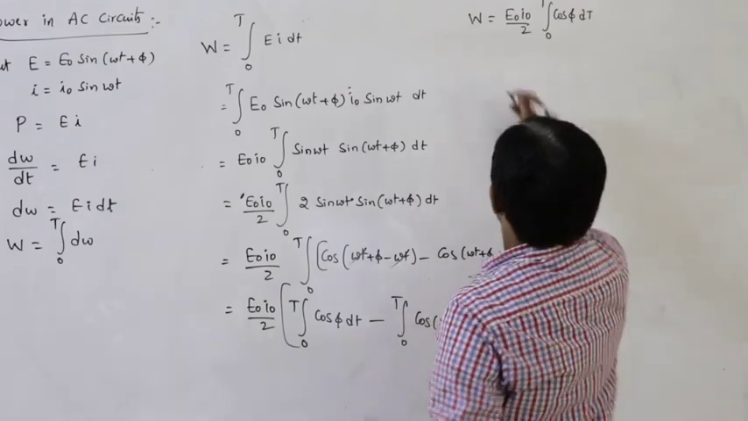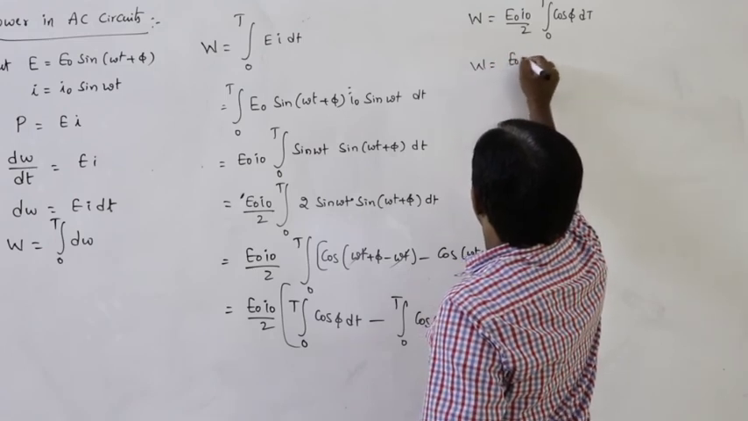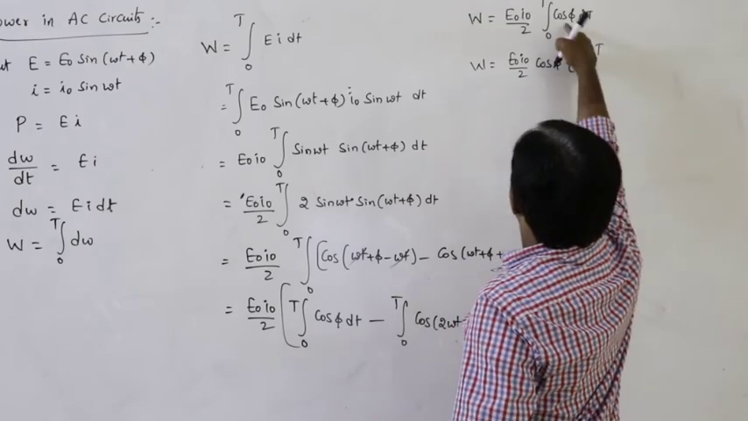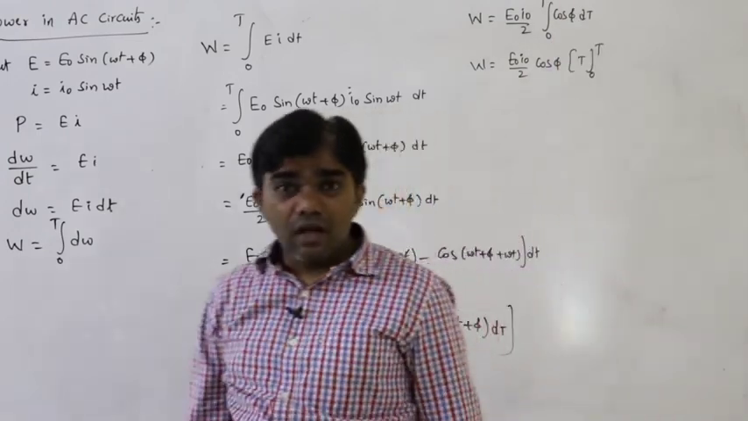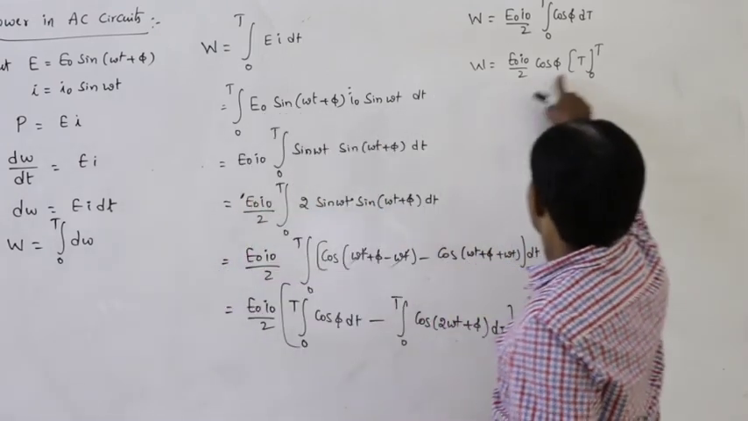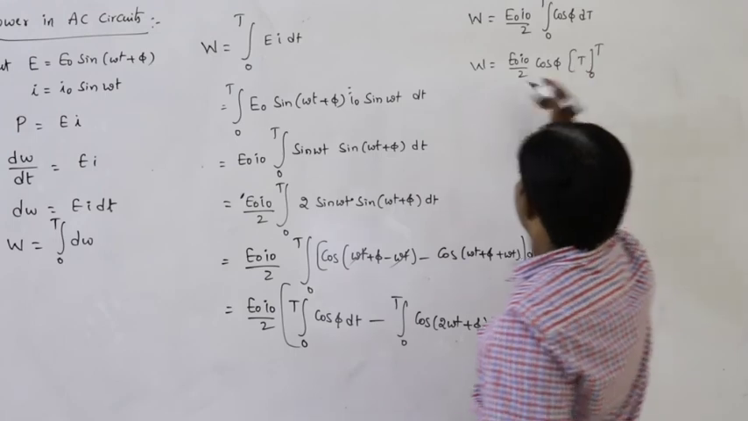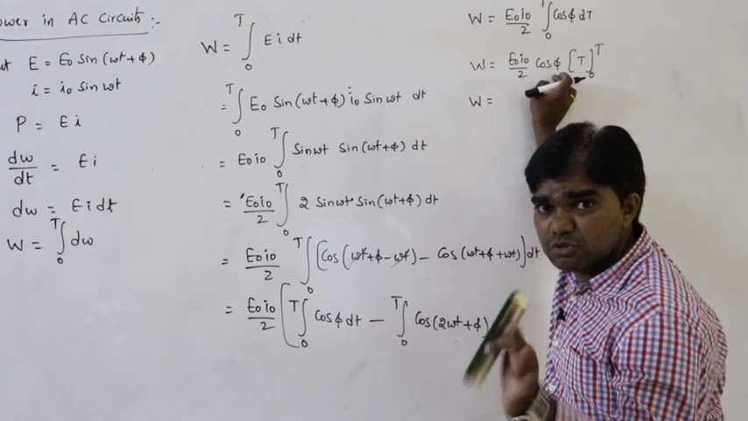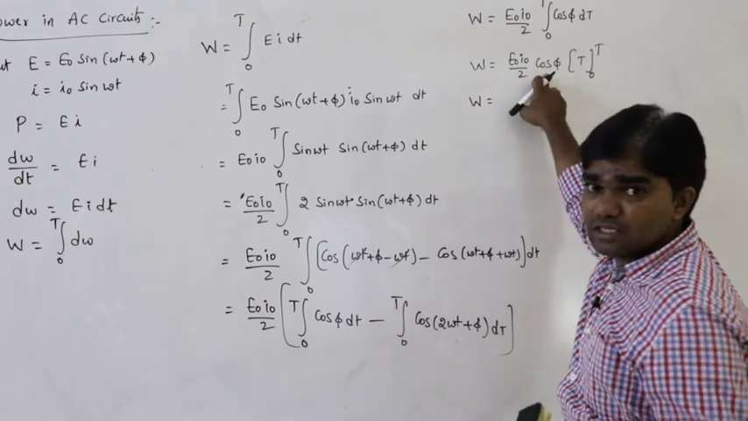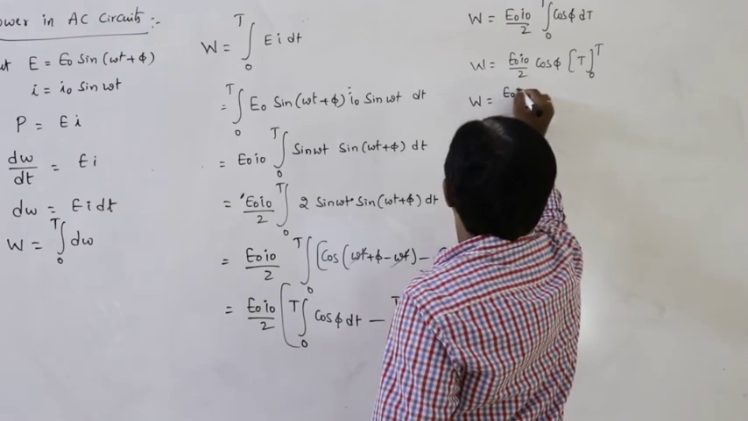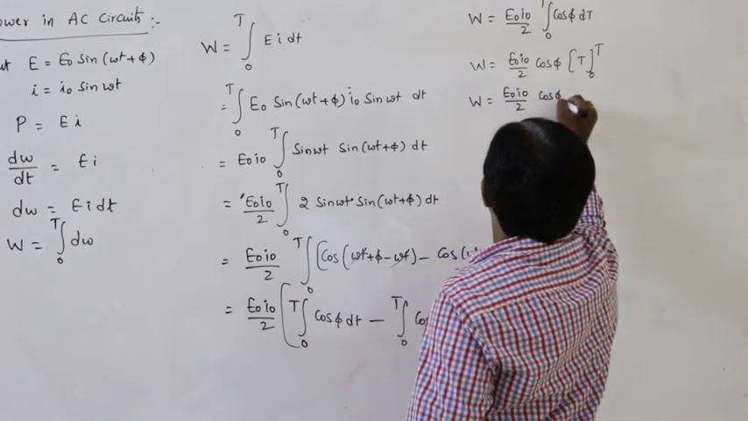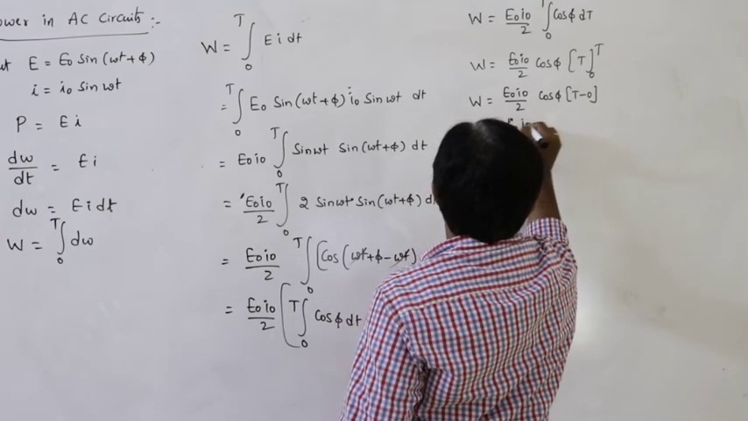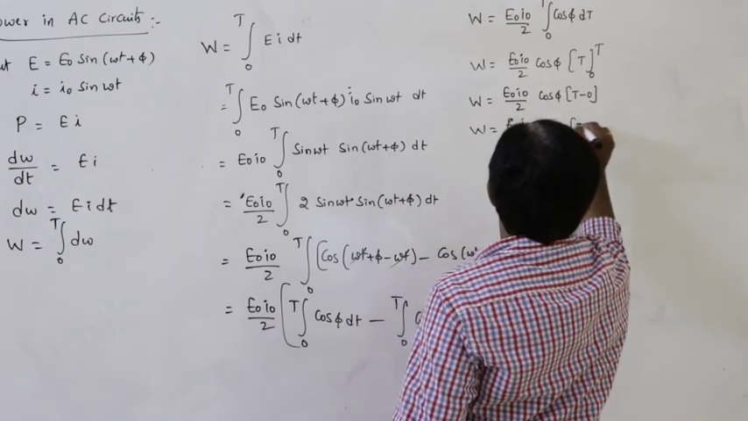So that's why this total term is considered as 0. So W is equal to E naught I naught by 2 cos phi into integral of dt, which is t, because cos phi does not vary with time. In the cos phi term there is no time variation, so that's why this remains constant. E naught I naught by 2 cos phi into T minus 0. So W is equal to E naught I naught by 2 cos phi into T.